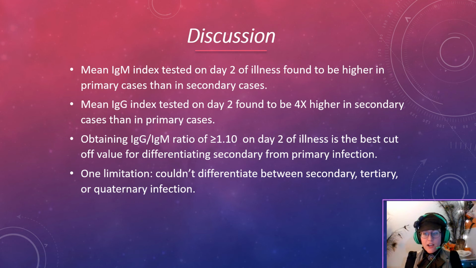The one limitation of this research, though, was that this method was not able to differentiate between secondary, tertiary, or quaternary infection. The researchers would still have to use real-time PCR in order to tell the difference between these 3 other forms of infection. However, this method was able to differentiate between primary and non-primary dengue infection.